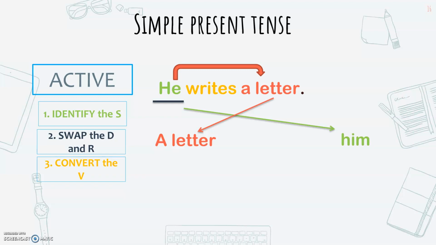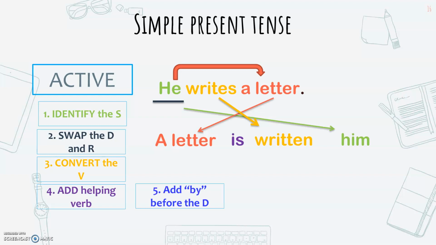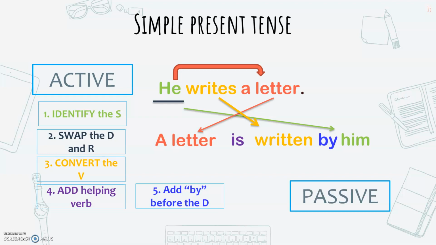For step number 3, we have to convert the verb into its verb number 3 or past participle form. So write will become written. We also have to add the proper helping verb is. Lastly, add the preposition by before the doer. A letter is written by him is in the passive voice.